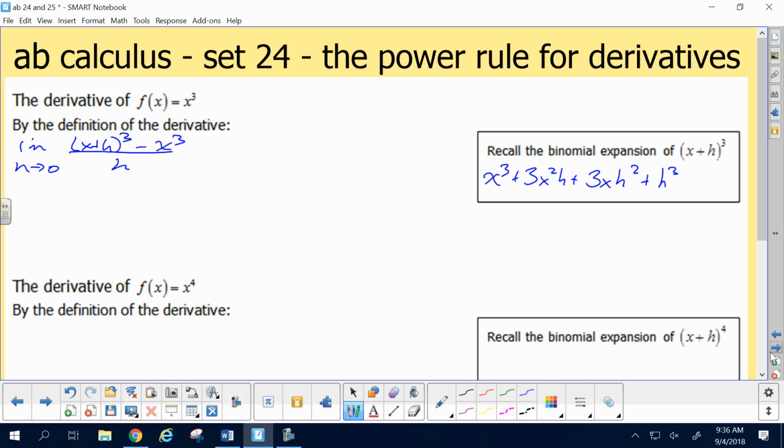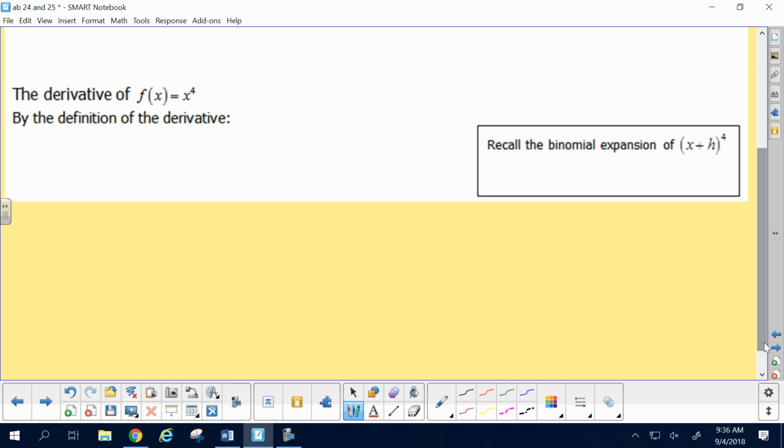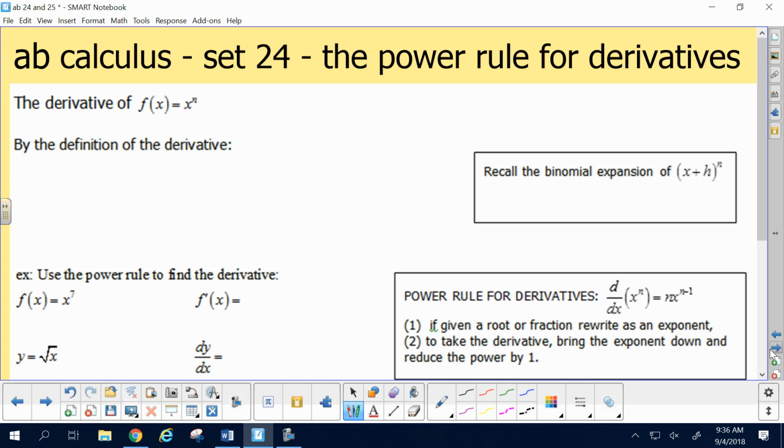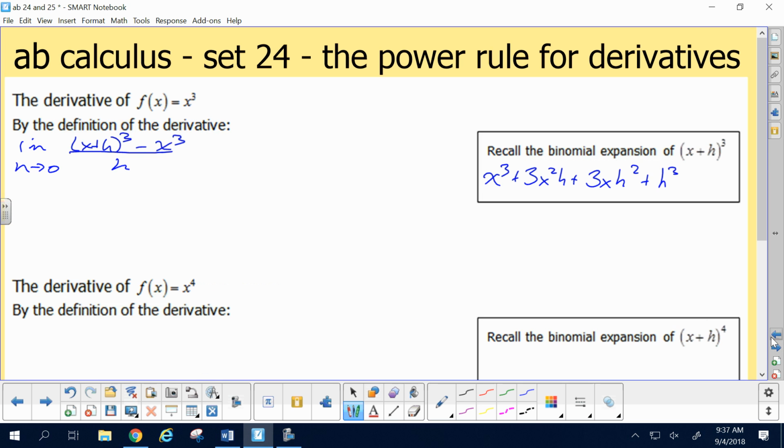So many patterns here at work. A square has 3 terms, a cube has 4 terms, and the pattern of the exponents, all that good stuff. So if I use that here, then I get something like x cubed plus 3x squared h plus 3xh squared plus h cubed minus x cubed all over h.